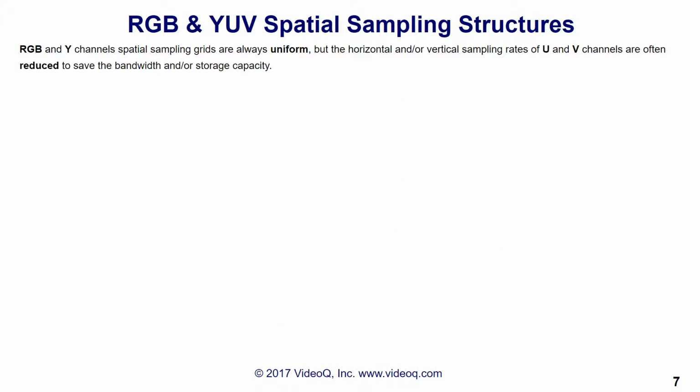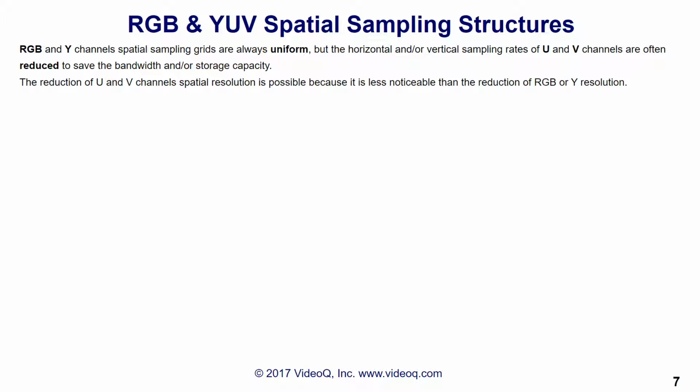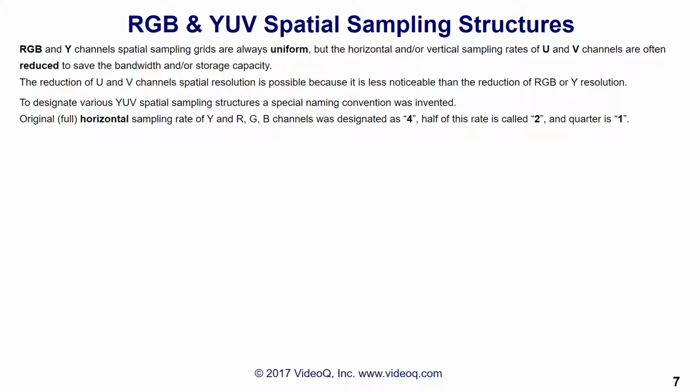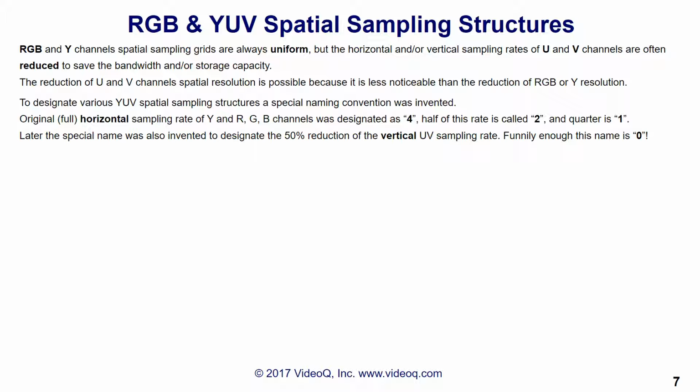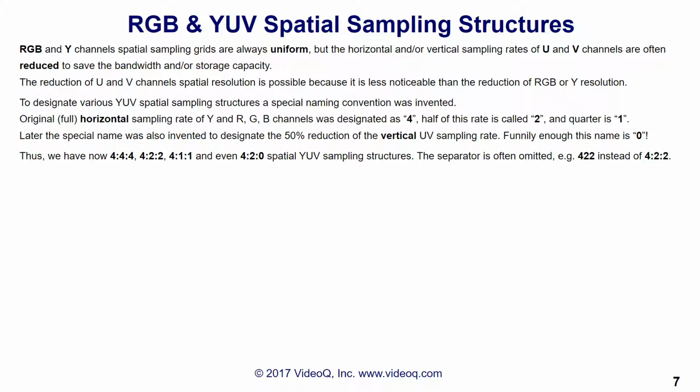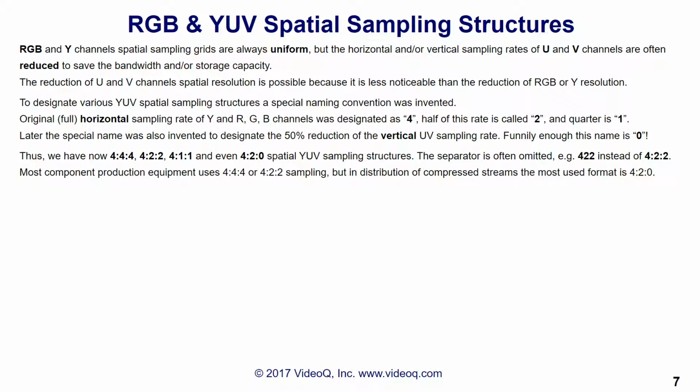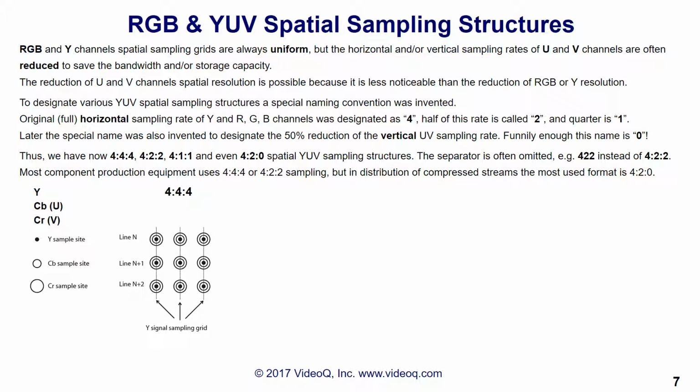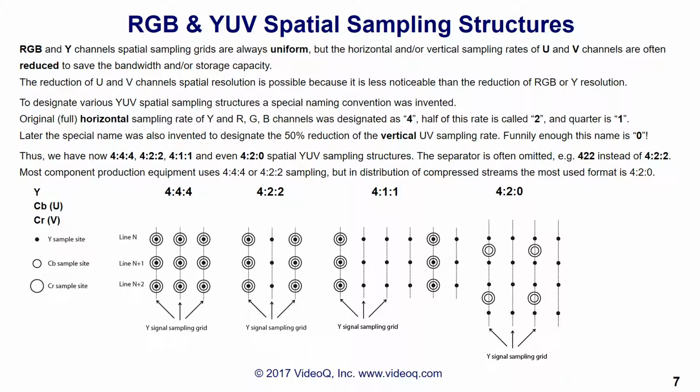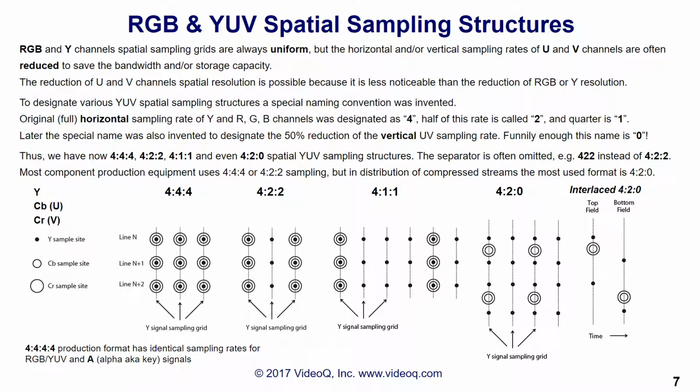RGB and Y channels spatial sampling grids are always uniform, but the horizontal and/or vertical sampling rates of U and V channels are often reduced to save bandwidth and/or storage capacity. The reduction of U and V channels spatial resolution is possible because it is less noticeable than the reduction of RGB or Y resolution. Therefore, we have now 444, 422, 411, and even 420 spatial YUV sampling structures. Most component production equipment uses 444 or 422 sampling, but in distribution of compressed streams, the most used format is 420.